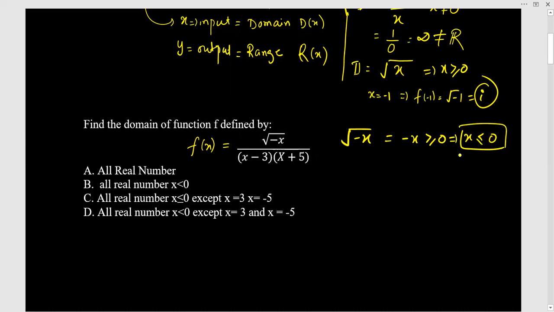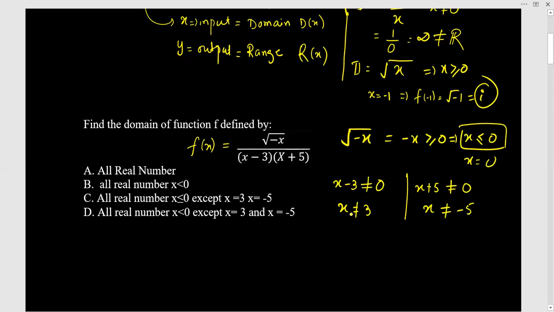For example, if you put x equal to 0 over there, minus into 0 is 0, so it is a real number. If you put minus 1, minus into minus 1 is plus 1. So a negative value, multiplied by minus 1, will always remain positive over there. Similarly, these factors are in a denominator, so we have to take care that x minus 3 cannot be 0 and x plus 5 cannot be 0. So here x cannot be equal to 3 and x cannot be equal to minus 5. We have to avoid these values to make this function a real number.